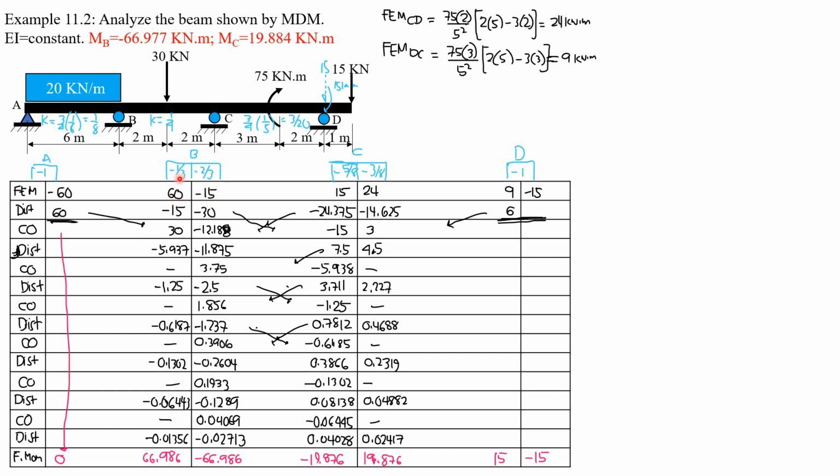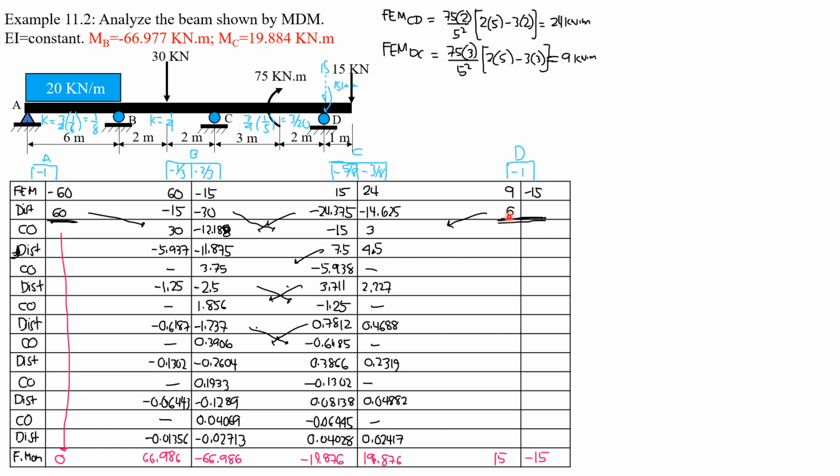45 times negative 1/3 is negative 15. 45 times negative 2/3 is negative 30. So put the values there. Here, the unbalanced moment is 15 plus 24 times negative 5/8, so negative 24.375. Then change 5 by 3. It is negative 14.625. Then here, the unbalanced moment 9 minus 15 is negative 6 times negative 1 is 6. So put the value here.